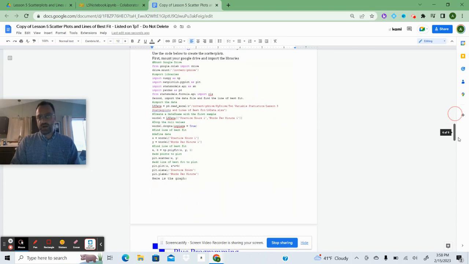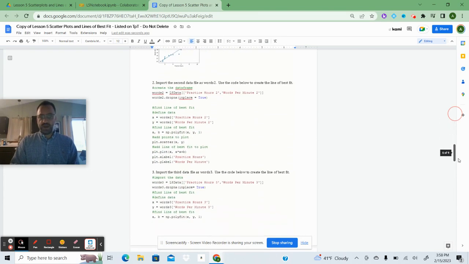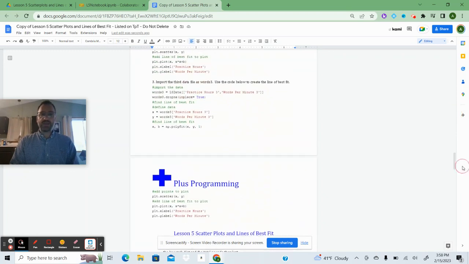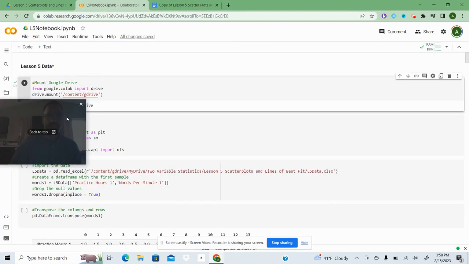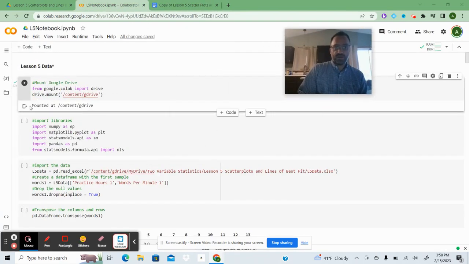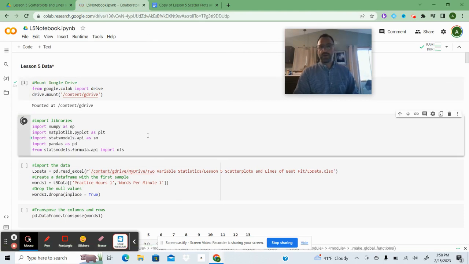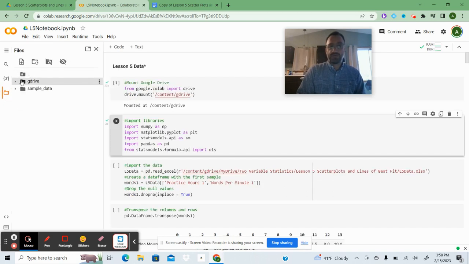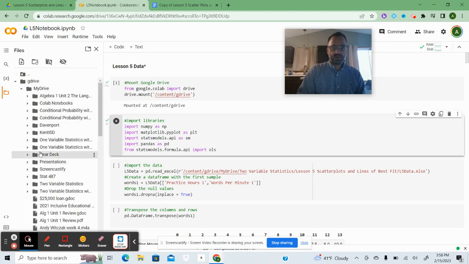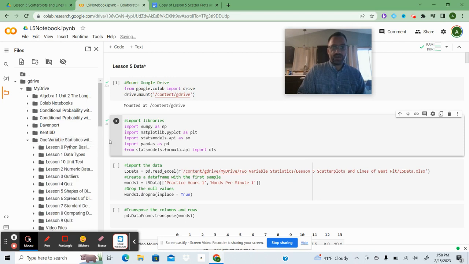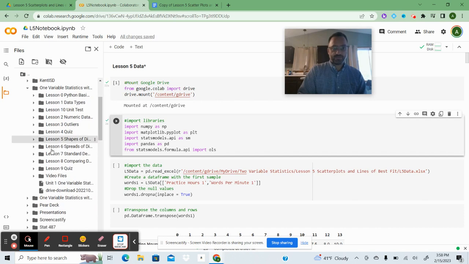So now you're going to learn how to draw some scatter plots and then also find the line of best fit. So I'm going to go through the code there. So I'm going to import the libraries. Remember, even your computer program needs to go to the library to know how to do this. I'm mounting my drive, so I'm going to import the file for lesson 5. So this is one variable statistics with Python, and I need to go to lesson 5.